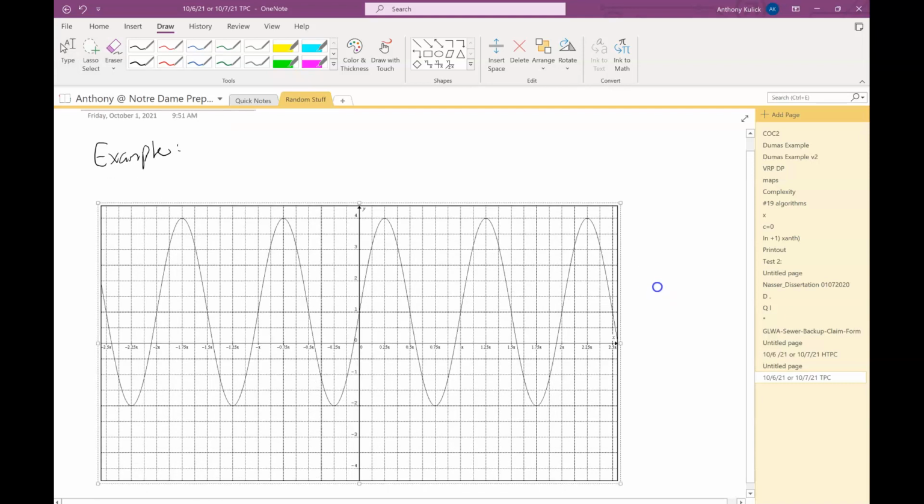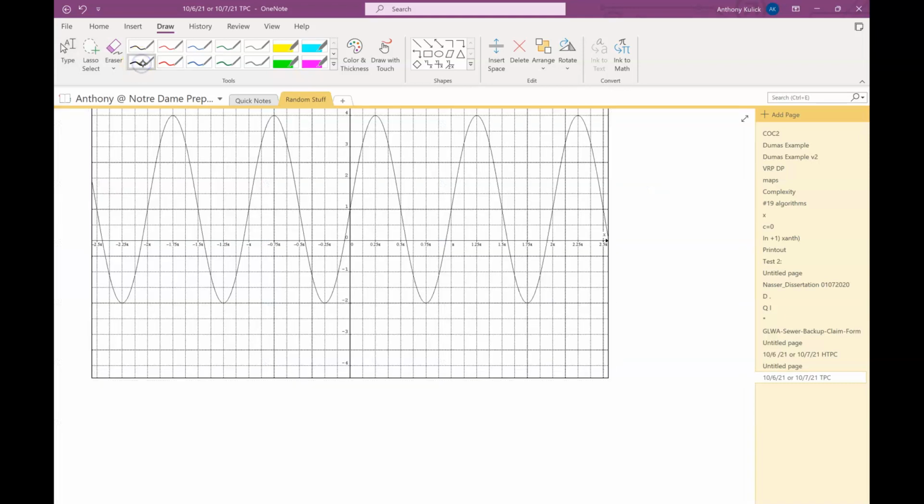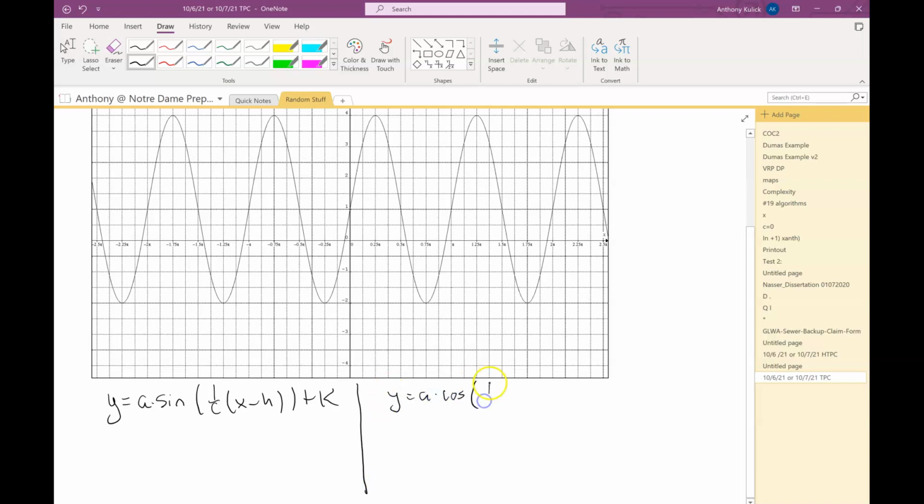So I'm going to start by just kind of organizing my work. I'm going to write my sine function and my work that I'm going to do to get that sine function in this area. And I'm going to write my cosine function and the work that I'm doing to get my cosine function over in this area.